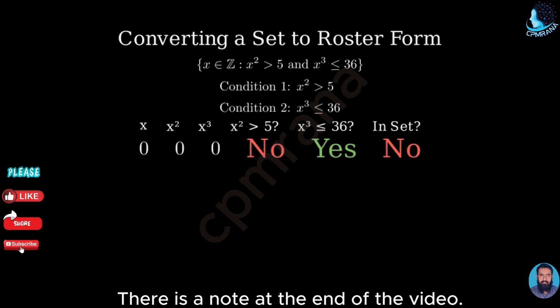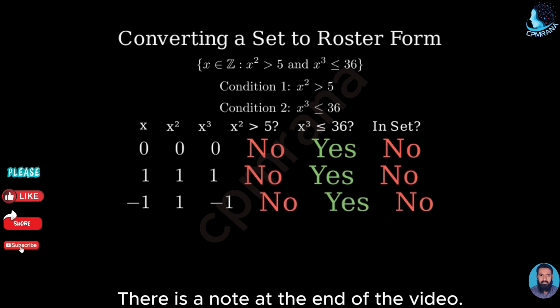For x equals 1 and negative 1: 1 squared is 1, which is not greater than 5, and 1 cubed is 1, which is less than 36. Similarly for negative 1. Neither of these values are in our set. For x equals 2 and negative 2: 2 squared is 4, which is not greater than 5, but 2 cubed is 8, which is less than 36. Neither of these values satisfy both conditions.